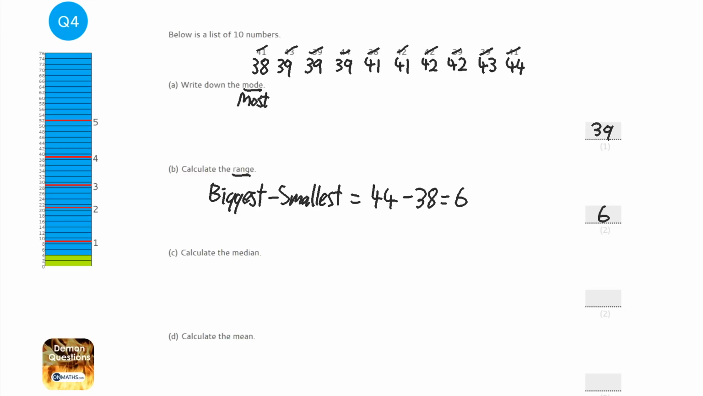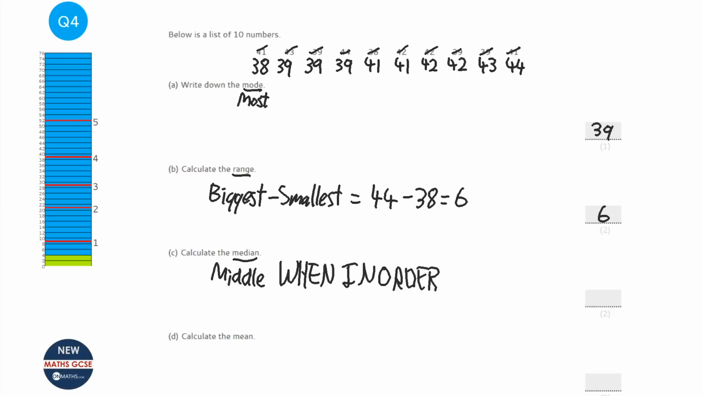Okay, so the median. Now, the median is the one where you've got to find the middle one. So it's the middle when in order. And I put that in capitals because most people forget that one who get this question wrong. You have to put them in order of size first, okay?